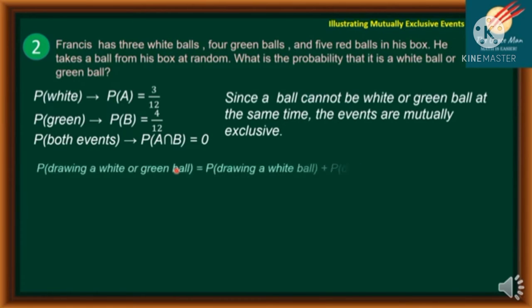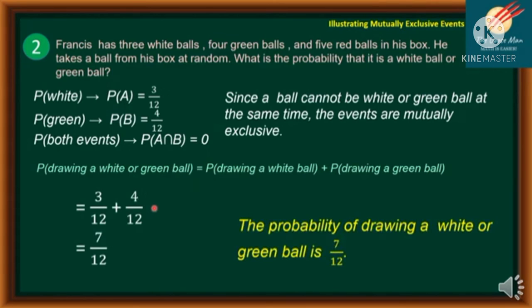Again, the probability of drawing a white or green ball is equal to the probability of drawing a white ball plus the probability of drawing a green ball. So we add 3/12 plus 4/12, which is equal to 7/12. Therefore, the probability of drawing a white or green ball is equal to 7/12. Let's move on to problem number 3.